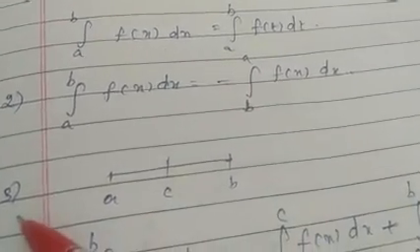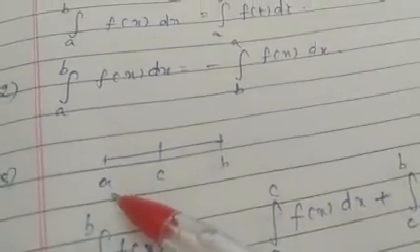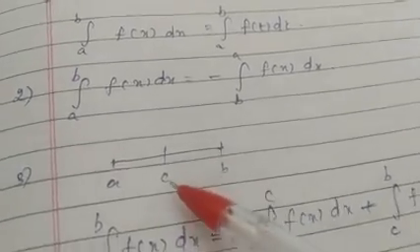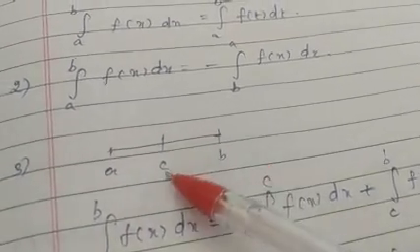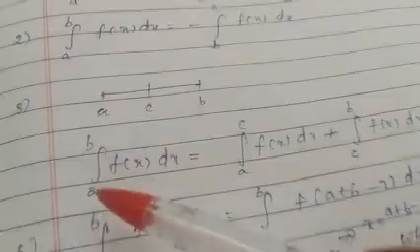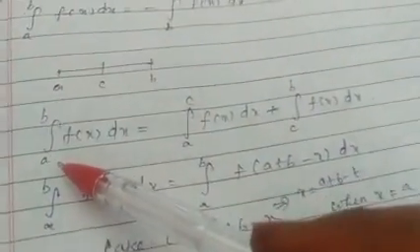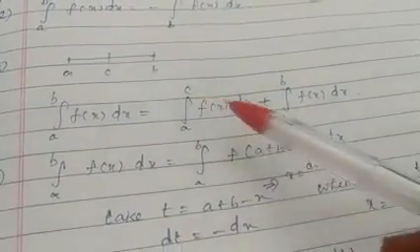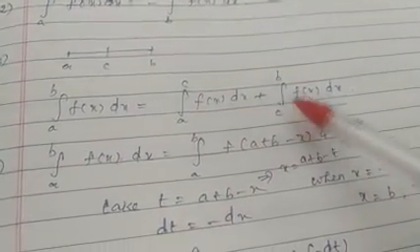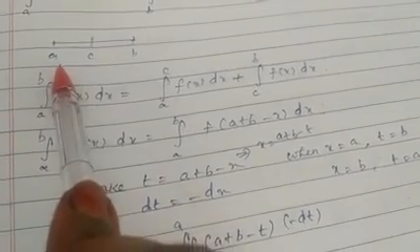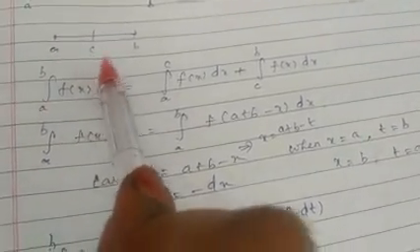The next property is, if we are introducing, between 1 and 2, if you are introducing 1.5, that is, between 1 and 3, if you are introducing 2, you are going to separate the limit into two parts. That's the next property. Integral a to b f of x dx can be written as integral a to c f of x dx plus integral c to b f of x dx. That is, a to b we are splitting into a to c and c to b.